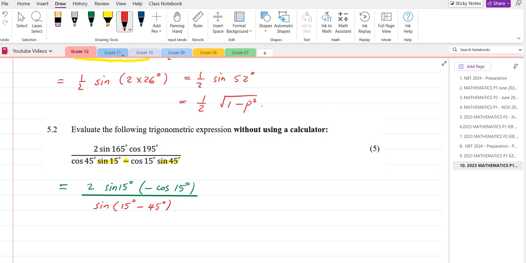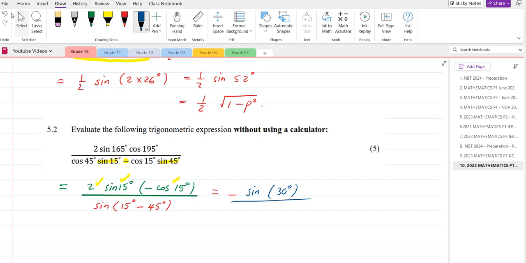Right, and on the numerator I've got negative 2. What is 2 sine 15 cos 15? I'm grouping all this up. Right, 2 sine 15 cos 15 is sine 2 times 15, which is 30 degrees.